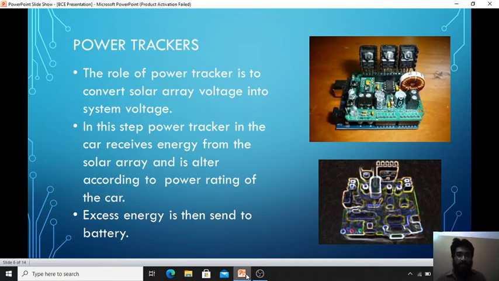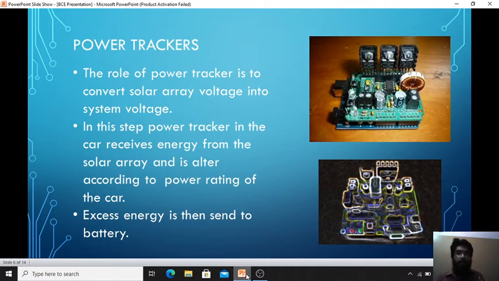Now the next important component, or important device, is the power tracker. It looks like a very complex sort of electrical circuit. The role of the power tracker is to convert solar array voltage into system voltage. Solar array voltage means the voltage which we achieve via solar panels, converted into our system voltage. For us the system is the engine of the car, how the car moves, how the car runs, all the stuff behind our system. Here the system is the engine.